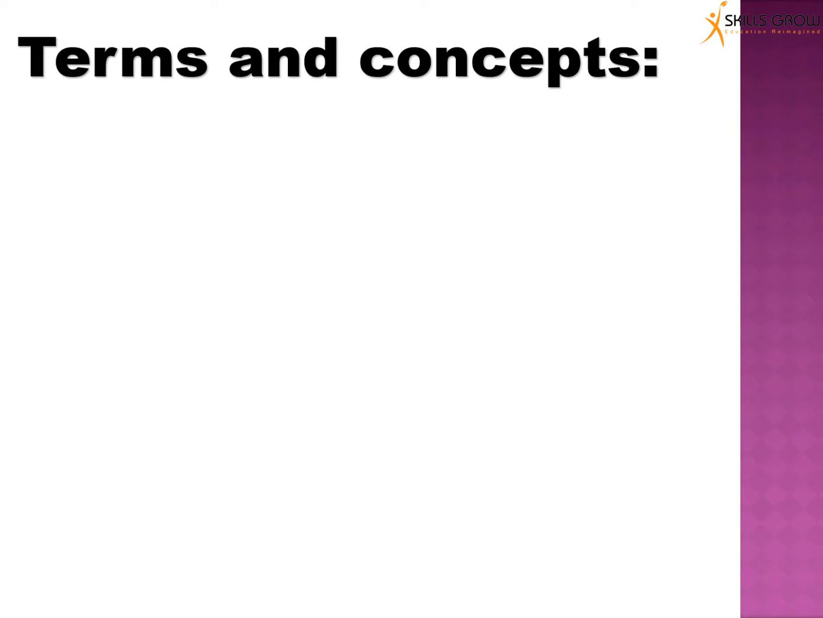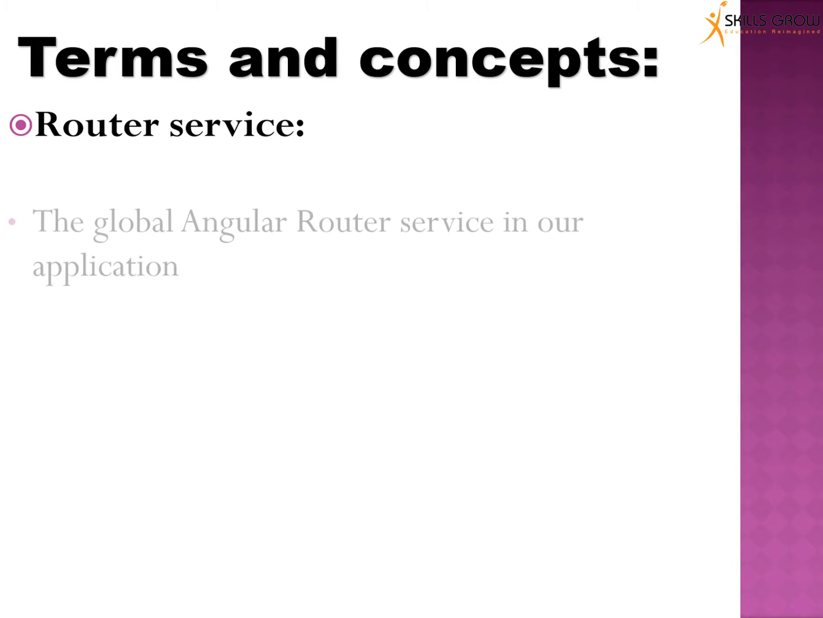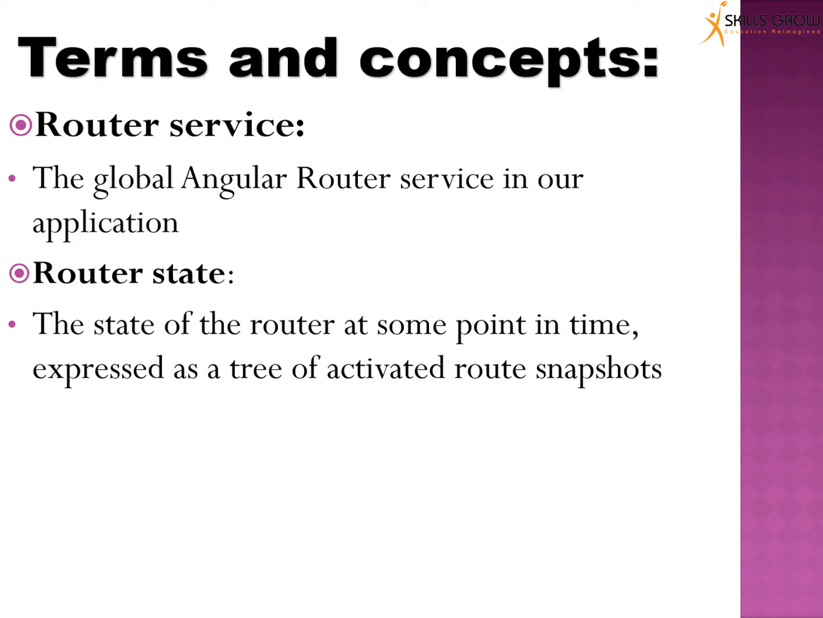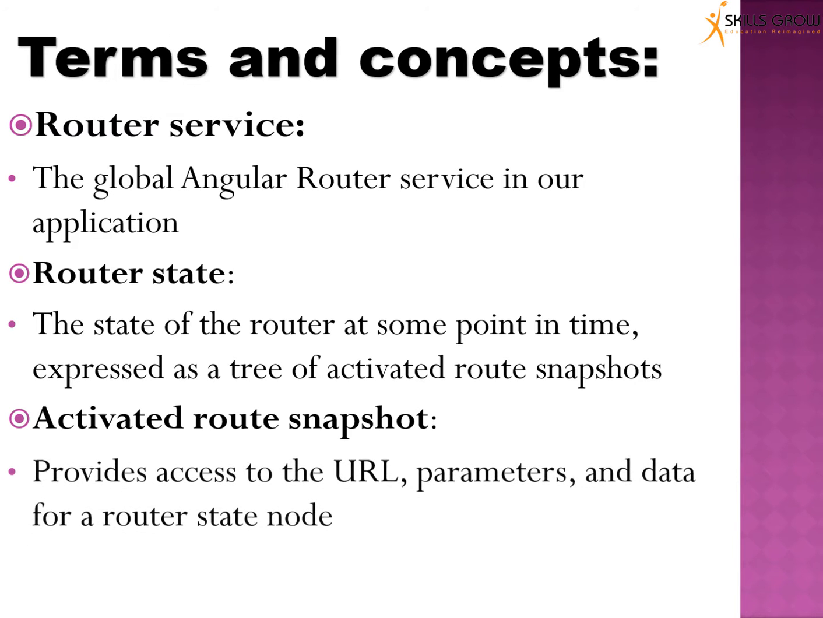Now, let's look into the terms and concepts. The first one is router service. An Angular application that uses Angular router has only one router service instance, and it is a singleton. Whenever you inject the router service in your application, you will get access to the same Angular router service instance. Router state: the state of the router at some point in time is expressed as a tree of activated route snapshots. Activated route snapshot provides access to the URL parameter and data for a router state node.